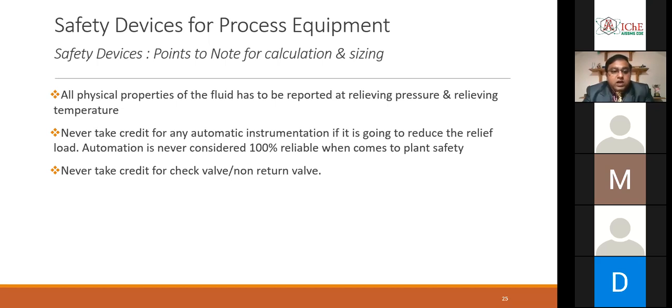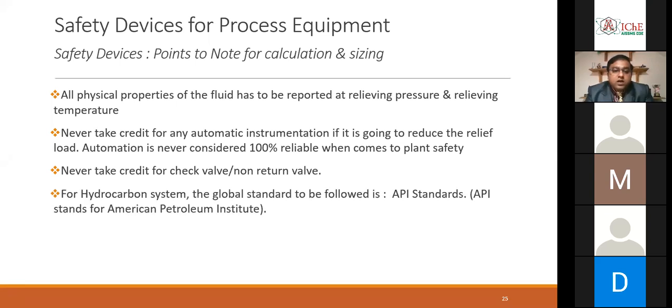Again, as I said, never take credit for a check valve or non-return valve. We consider they have always failed. For hydrocarbon systems, the global standard to follow is API, which is the American Petroleum Institute. Although it is American, it is followed globally.